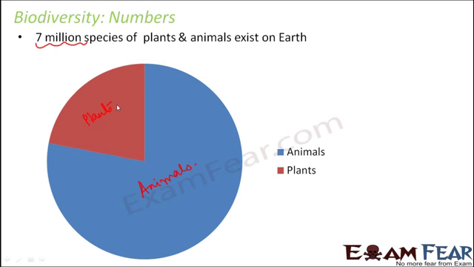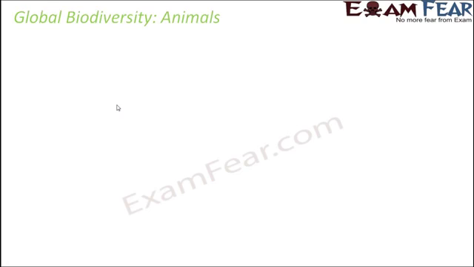Similarly, when we talk about animals, insects, mammals, reptiles, amphibians, fishes, mollusks, they all will fall under the category of animals. So now we will talk about the numbers of biodiversity for plants and animals separately. Let us first talk about animals because they are present in more numbers, almost more than 70% of the species are animals.